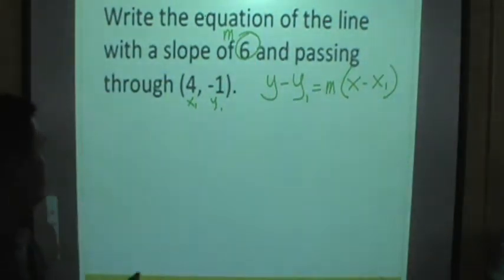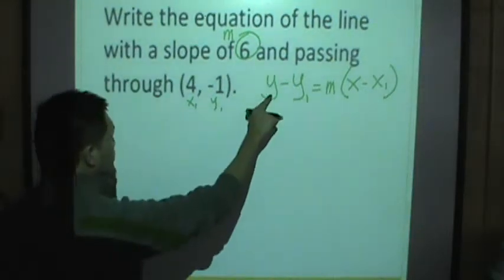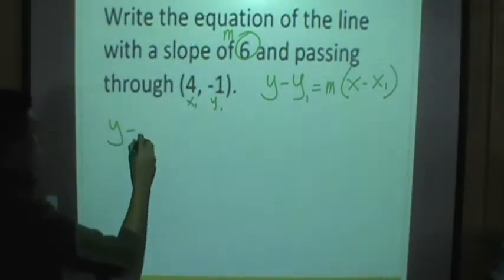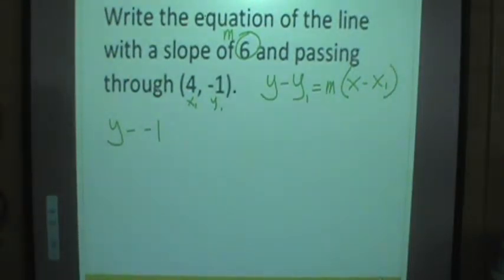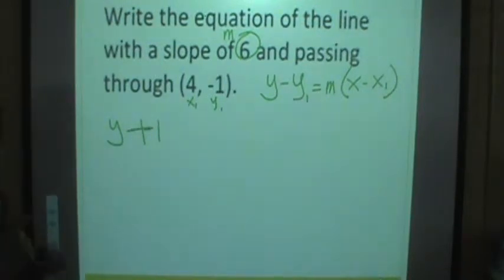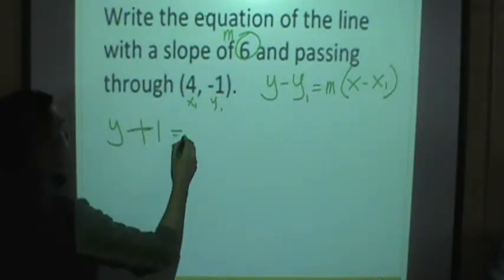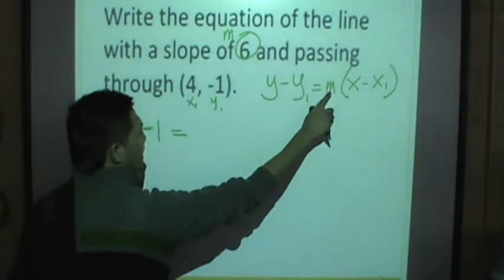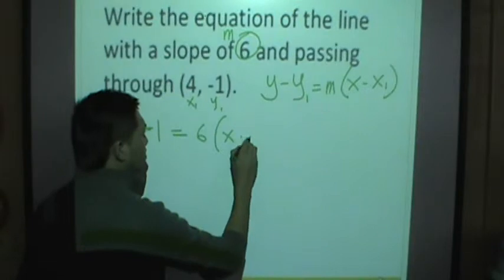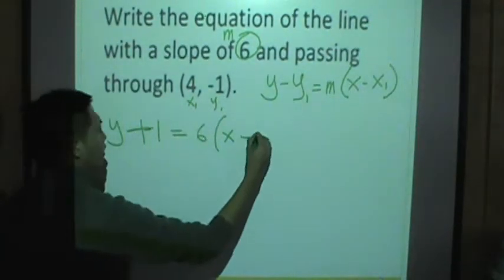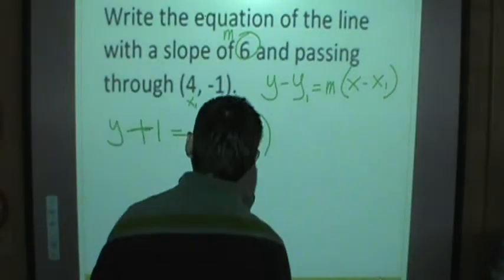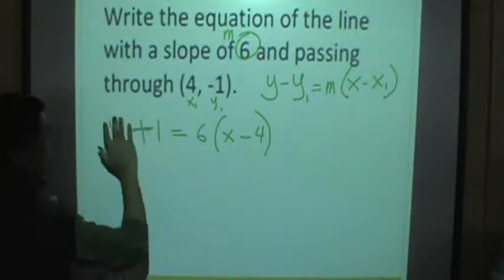First, make sure you know how to plug in those numbers. So first we have y minus, what is your y1? Minus 1. Minus minus 1. Now, other students would just do plus 1 because negative times negative is positive. Equals the slope, m, which is 6, times (x minus x1, which is 4). Okay. Now at this point, we can go ahead and start solving for y.